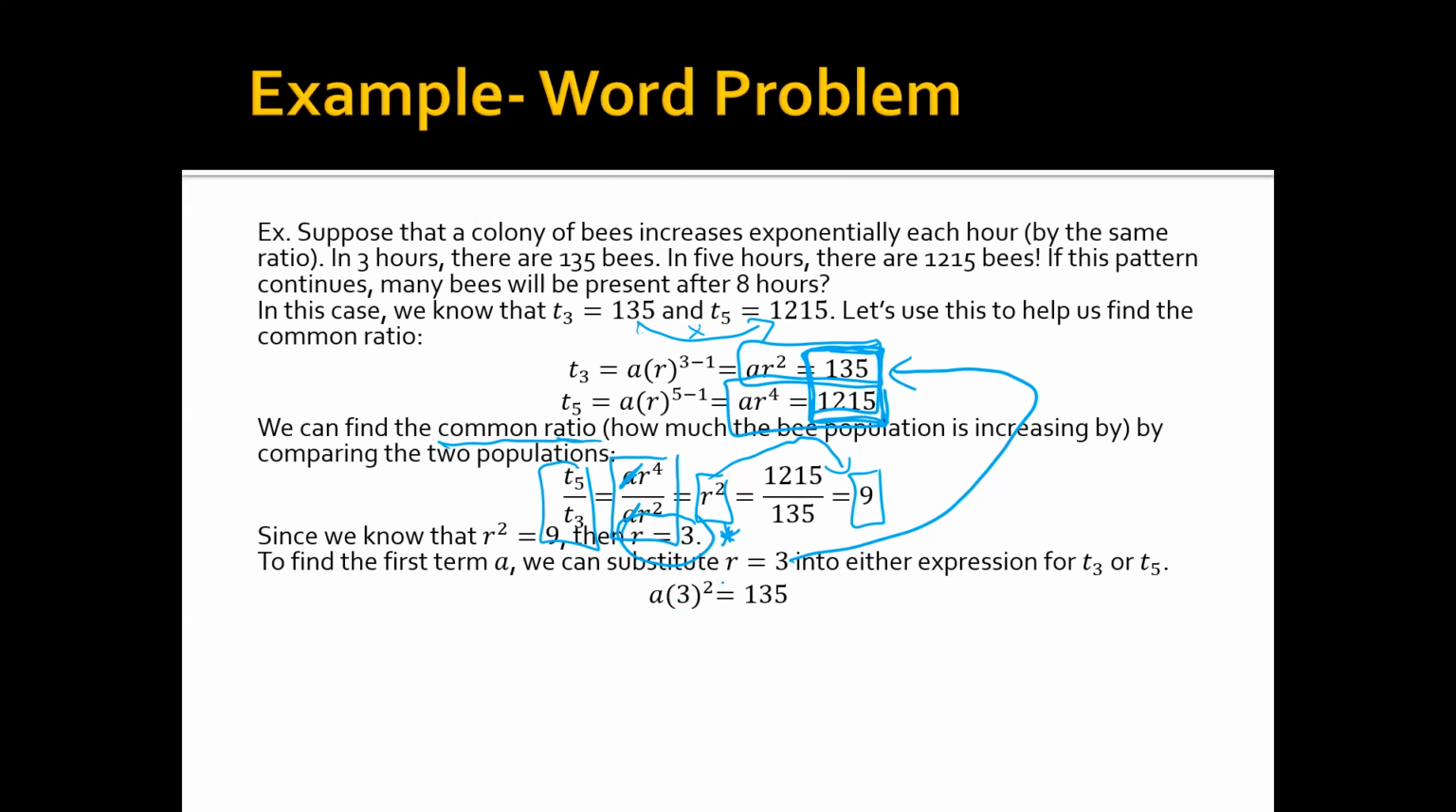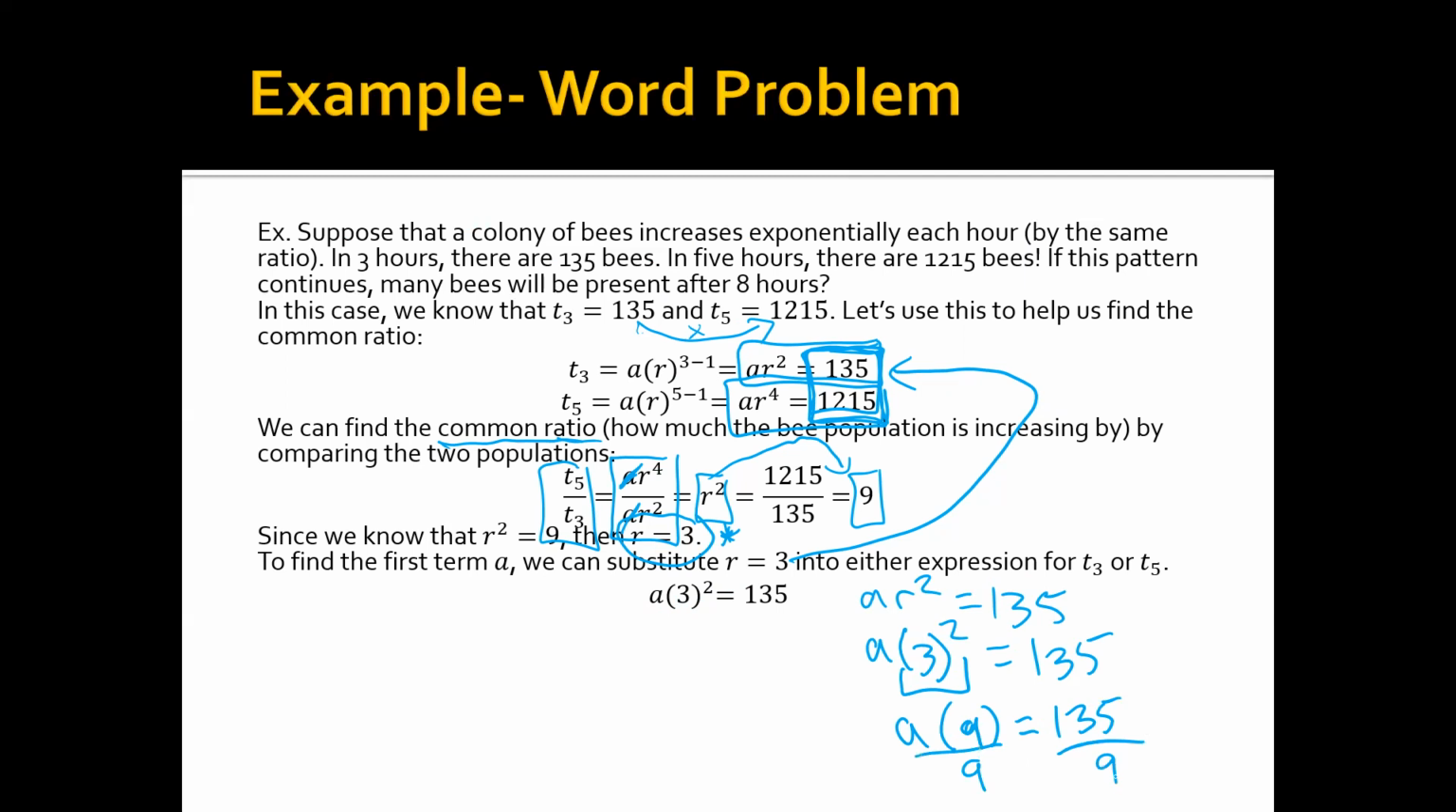So I know that AR squared, right? We were told that AR squared is equal to 135. So I take my A value, which I don't know, that's okay, but I know my R value now. So A times 3 squared is equal to 135. R squared is 9, so now I have A times 9 is equal to 135. Now divide by 9 on both sides, and I end up with 15. So that means my initial value is 15.